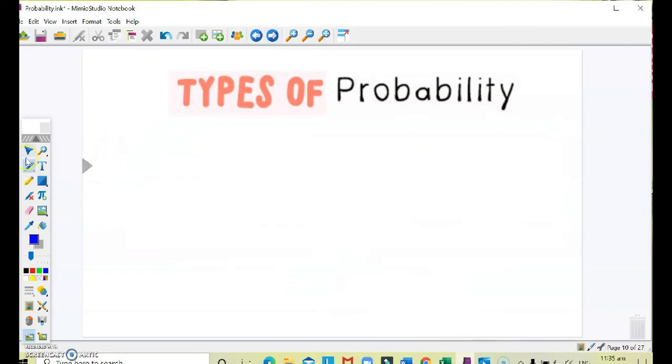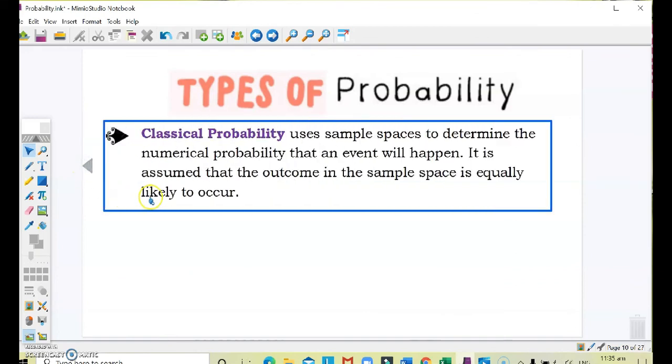The next probability is what we call classical probability, which uses sample space to determine the numerical probability that an event will happen. It is assumed that the outcomes in the sample space are equally likely to occur, meaning the items in the sample space have an equal chance of occurring.